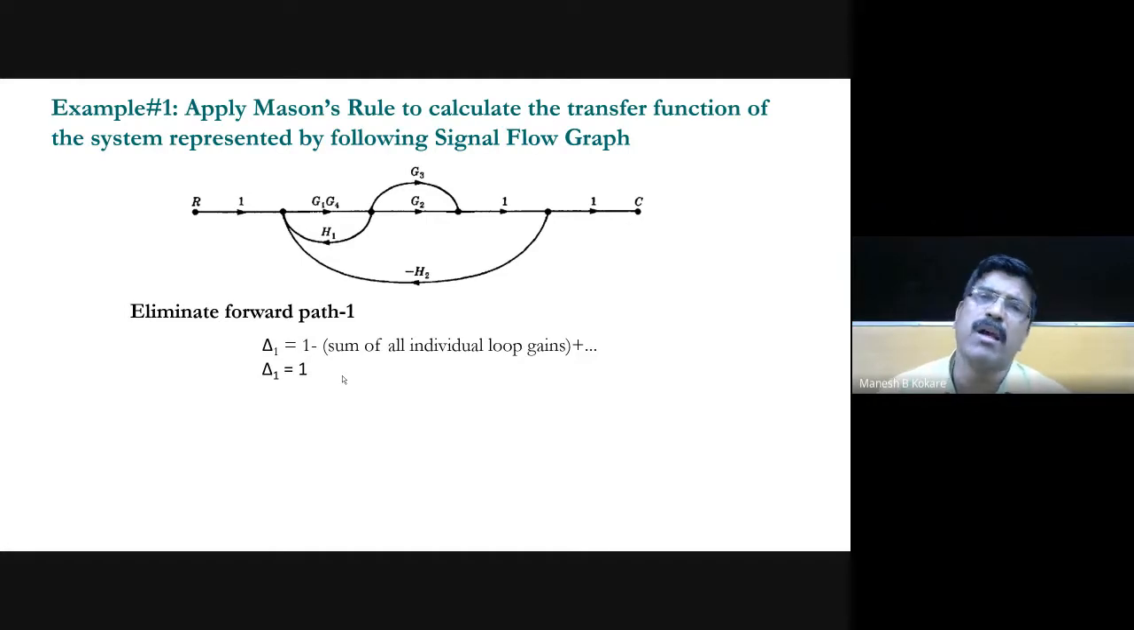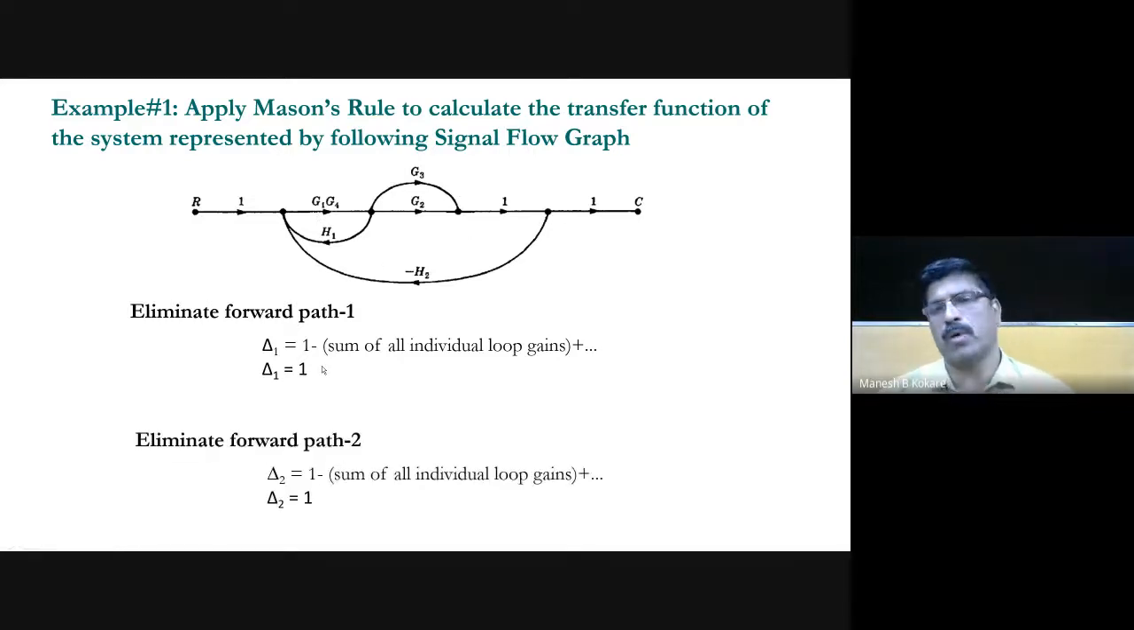Now similarly for the second path. Now second path is Z1, Z4 and Z3. For this path also this loop and this loop, and then the second L2 and the third L3 are also touching. So value of delta 2 will also be equal to 1 only. I hope that you have understood how we have calculated the value of delta 1 and delta 2. Any doubt? Yes, please.